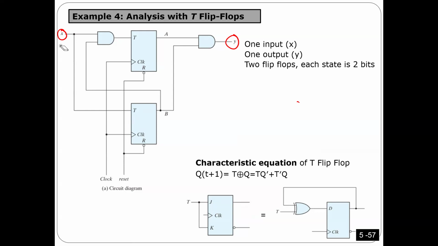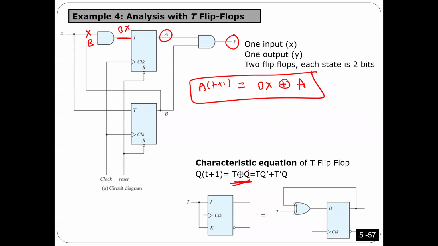So again, same thing as I told you. Number one, you have to find the input T here. The input T, this one is X, this one is B. So actually BX. So the characteristic equation for A, the new value for A, should equal BX exclusive-or A. Because Q here, I'm calculating for flip-flop A. Okay, so this is the characteristic equation for the first flip-flop.